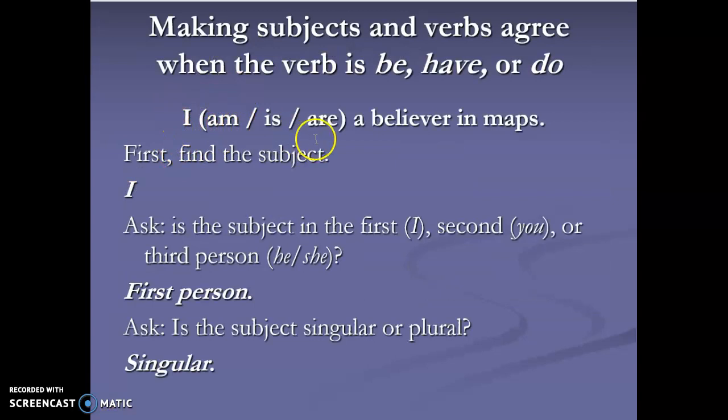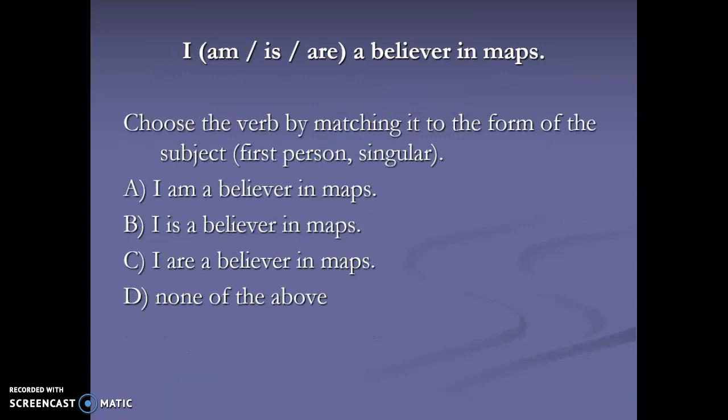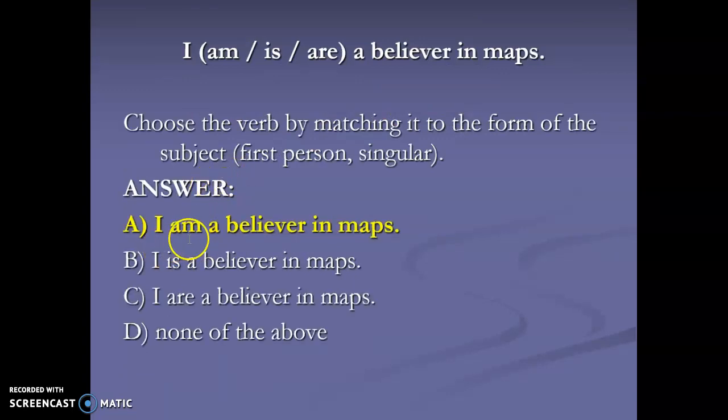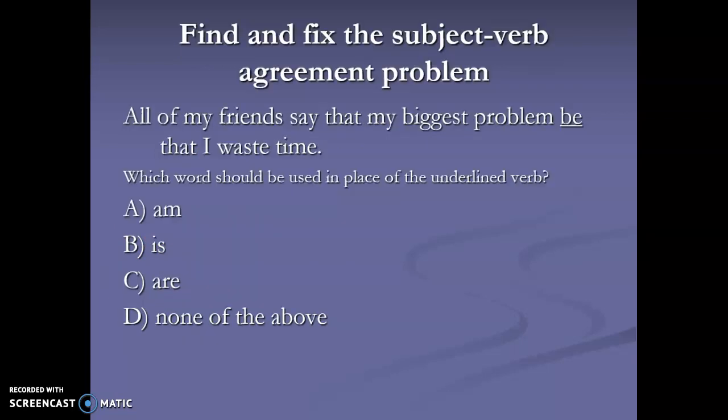So in this sentence up here, I am, is, are a believer in maps. The subject is I. I is first person and it's singular. And we're looking for the form of be, first person singular. So it would be I am. Same thing with here. We have be. Okay. We have to figure out what our subject is.